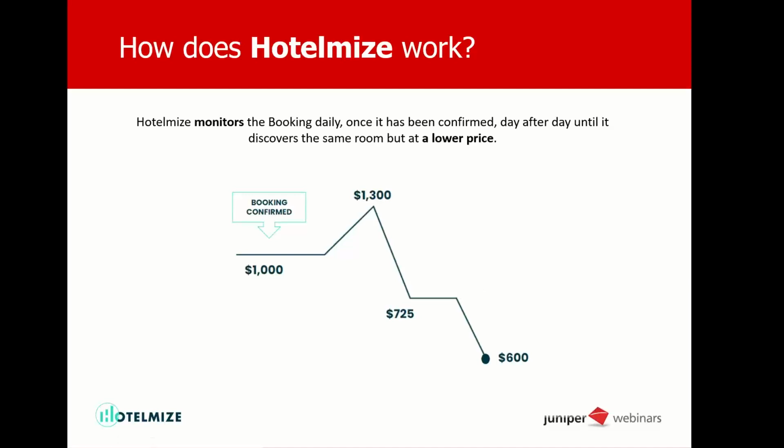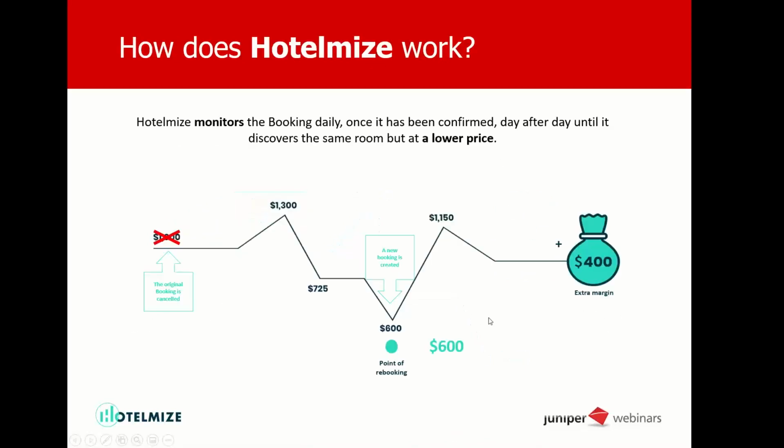Hotelmize, thanks to the connection to Juniper, monitors your existing bookings' purchase rate from the moment they are booked on your system. We look for the same booking for a lower price day after day after day. Once a lower price for the same reservation is found, Hotelmize automatically reshops the booking for the lower price and guarantees an extra profit for you as Juniper clients.